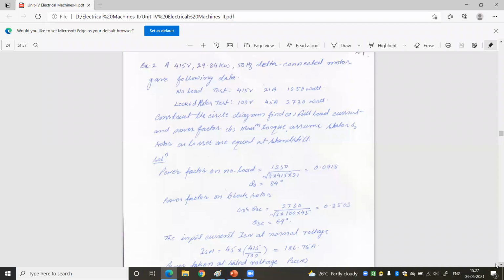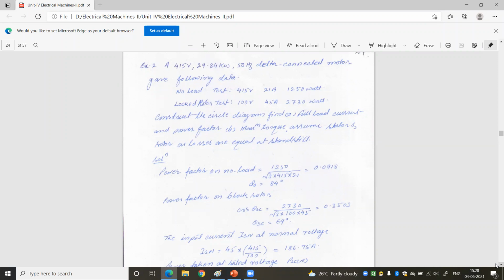Now, the no load test is given at 415. See here, the rated voltage of the motor is 415. So under no load condition, 415 volt is going to be applied to the three-phase induction motor. The no load current is 21 ampere and the no load power consumed by the motor is 1250 watt.